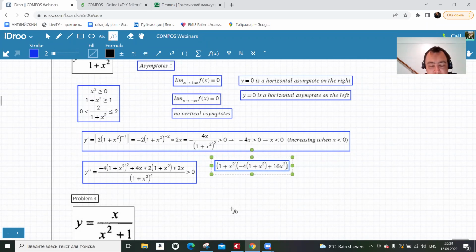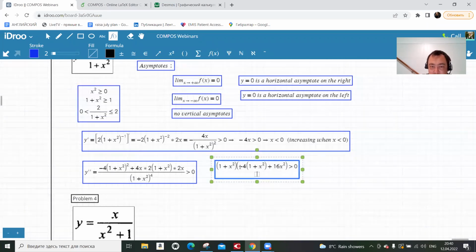Sounds right. So 1 plus x squared is a common factor. We ignore the denominator because we're not interested in that, and that's greater than 0. The 1 plus x squared is positive, so we can divide by that. So we don't care. We're only interested in that. So it's going to be -4x minus 4x squared.